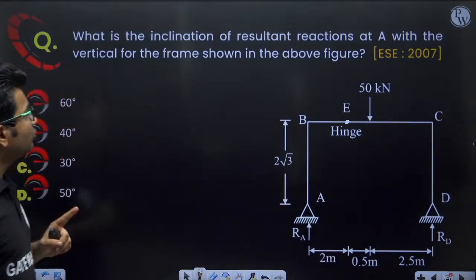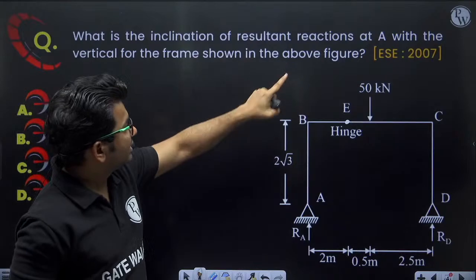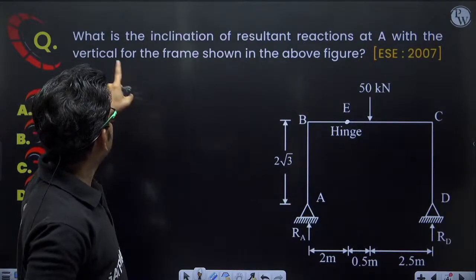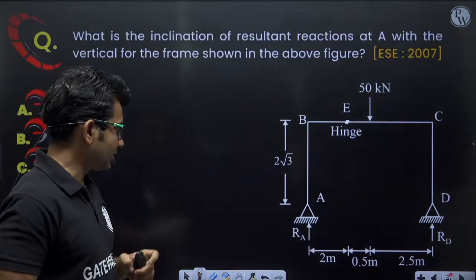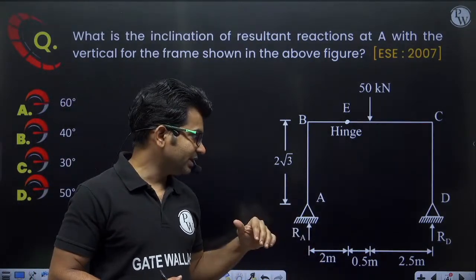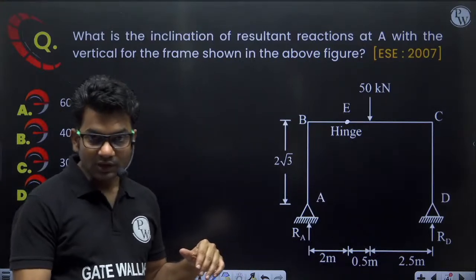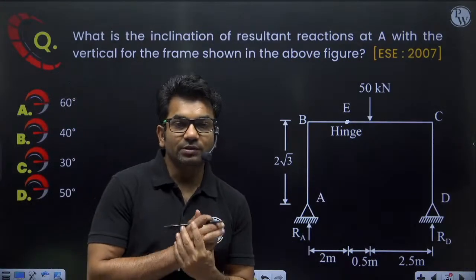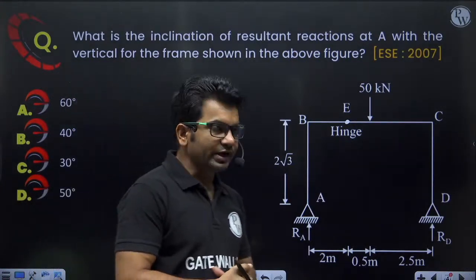Okay, now we have to calculate the inclination of the resultant reaction at A with the vertical for the frame shown. So we have to find the horizontal reaction at A and the vertical reaction at A. First of all, you tell me, is this a determinate structure or an indeterminate structure?